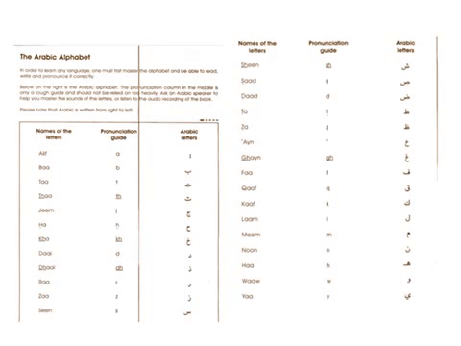The Arabic alphabet. In order to learn any language, one must first master the alphabet and be able to read, write, and pronounce it correctly. Please remember that Arabic is written from right to left, in the opposite direction of English. Today we're going to begin by learning the names of the letters of the Arabic alphabet. There are 28 letters in the Arabic alphabet. Let's begin. I'm going to say the letter and I want you to repeat it after me.